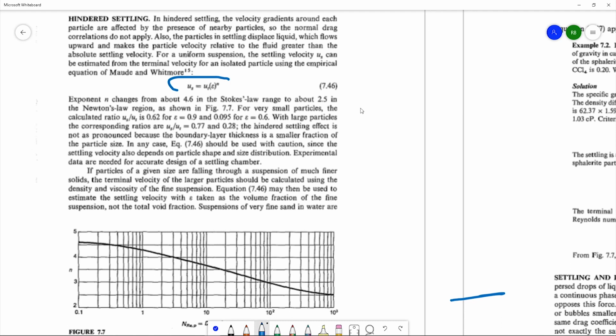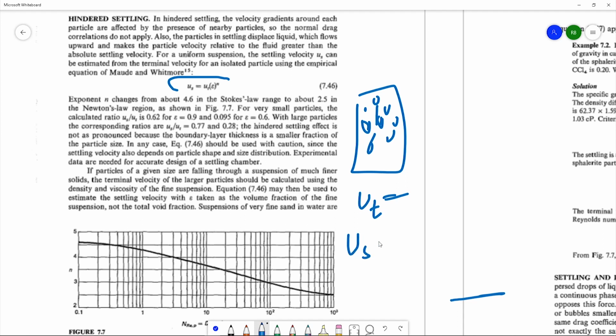So if the particle is moving in a suspension, right? So it will be offered hindrance because of other particles, right? So generally in free settling we call it terminal velocity, but now we have to call it some kind of suspension velocity. So velocity in suspension, or you can say suspended velocity or something. Okay, so this is calculated like this.